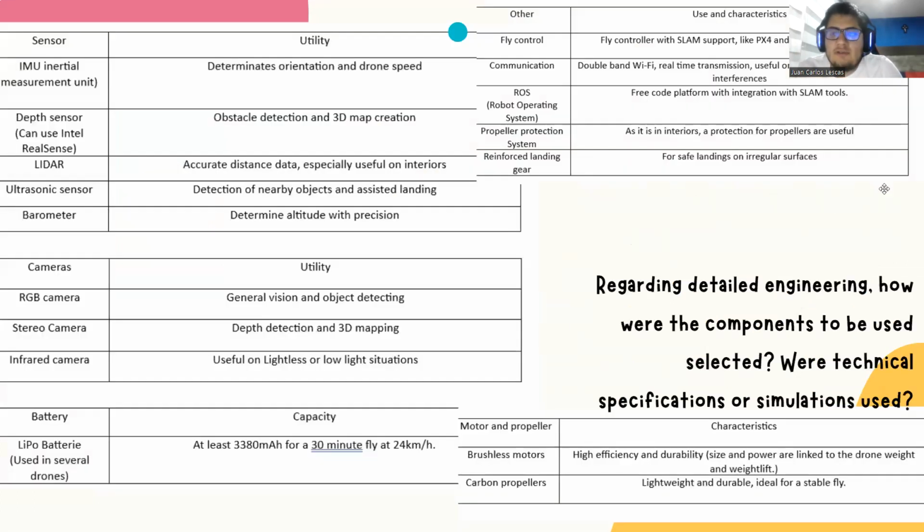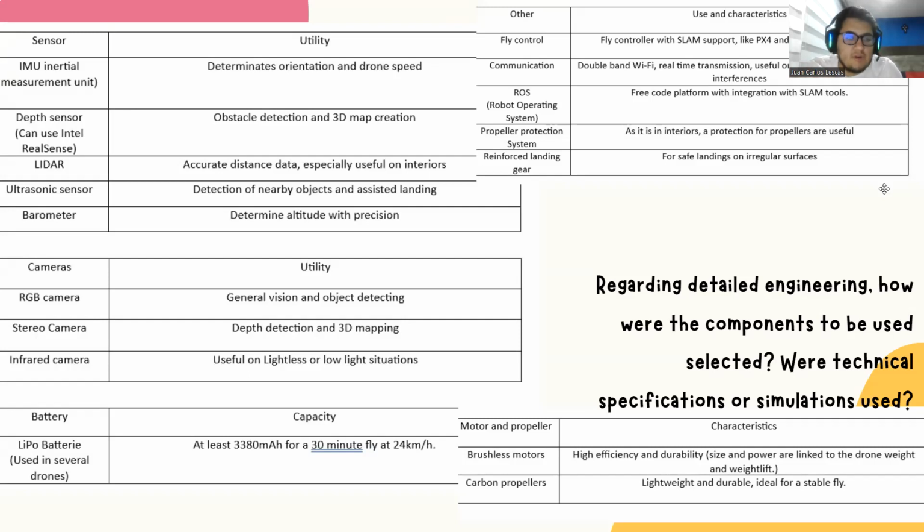Regarding detailed engineering, how were the components to be used selected, and were technical specifications or simulation used? We use a depth sensor for obstacle detection and 3D map creation, and an ultrasonic sensor for detection of nearby objects and landing. For cameras, we will use an RGB camera for general vision and object detection, a stereo camera for depth detection and 3D mapping, and an infrared camera, which is useful for lightless or low light situations.